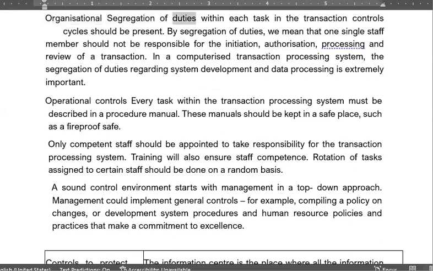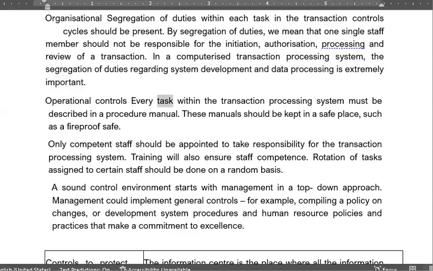General controls. Organizational segregation of duties within each task in the transaction control cycle should be present. By segregation of duties, we mean that one single staff member should not be responsible for the initiation, authorization, processing, and review of a transaction. In a computerized transaction processing system, the segregation of duties regarding system development and data processing is extremely important.